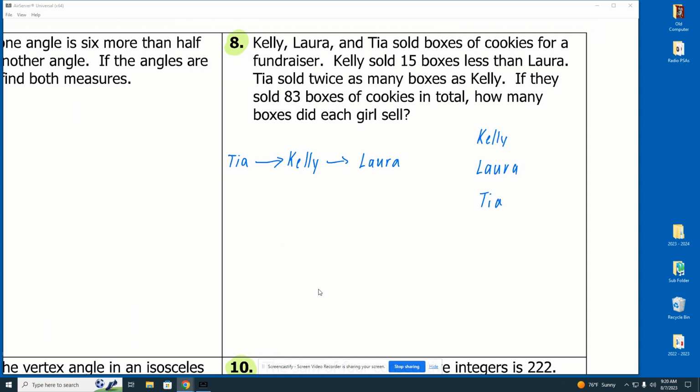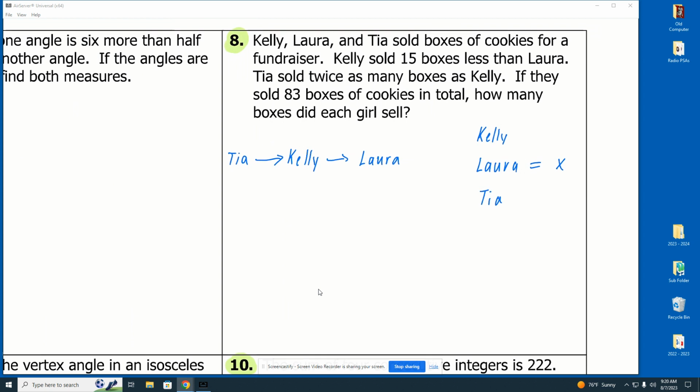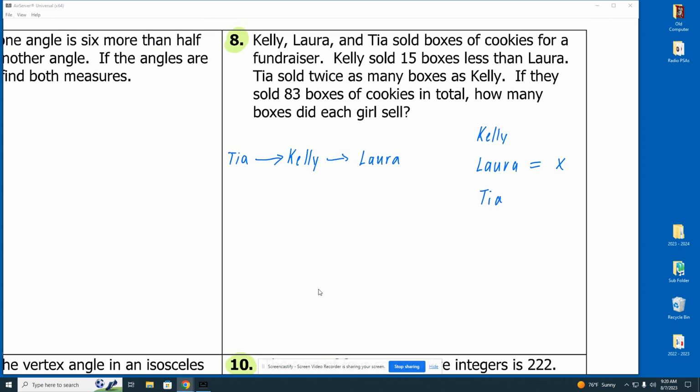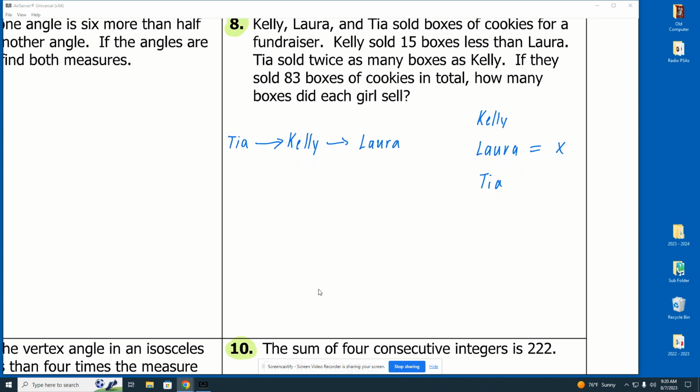Who is everyone being compared to essentially? Laura. Kelly's being compared to Laura. Tia's being compared to Kelly, but Kelly's being compared to Laura. Laura is X. She's the top dog. Not really, though. At the end, you'll see somebody sold more boxes than Laura. So technically not the top dog, but the top dog when it comes to writing the equation.